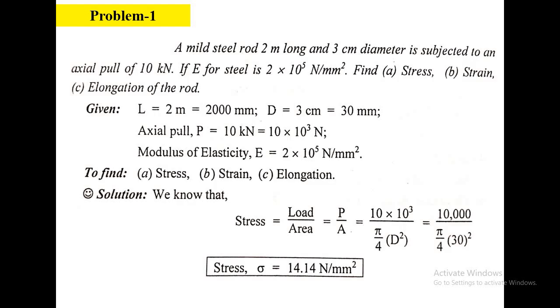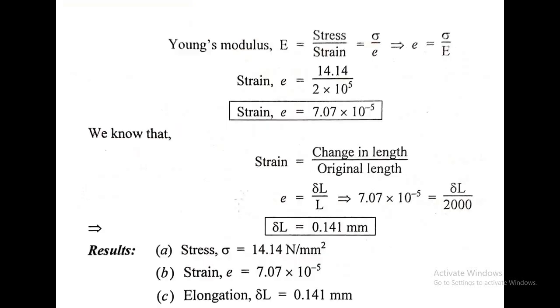So we know very well stress equals load per area. Substitute the values, and we get the answer as 14.14 Newton per millimeter squared. And coming to the second formula, we know Young's modulus equals stress by strain. Substitute the values; Young's modulus is given. So do the cross multiply. So we can find the strain as 7.07 into 10 power minus 5.